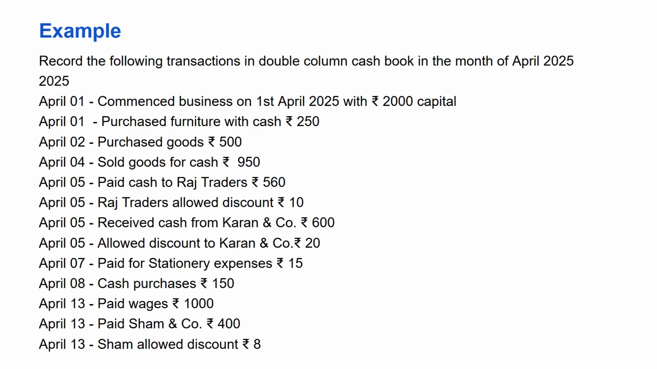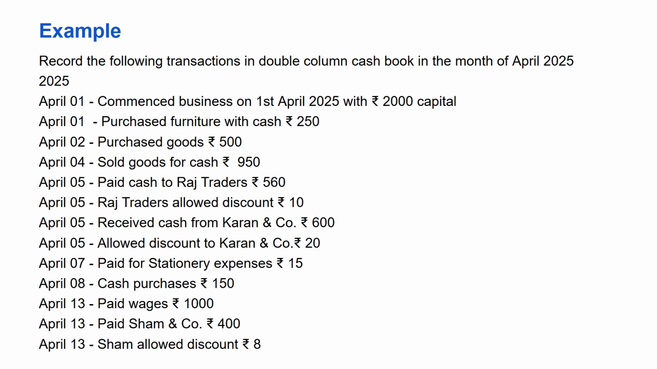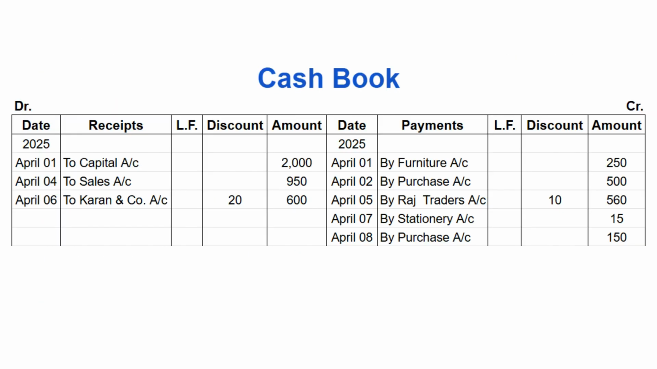Next, April 8, cash purchases rupees 150. Here the two accounts affected are purchase account and cash account. Purchase account, it is nominal account and purchase, it is an expense, so debit all expenses and losses. And cash account is real account and cash goes out of the business, so it is credited. Let's see how we'll record it. Credit side, April 8, by purchases 150.